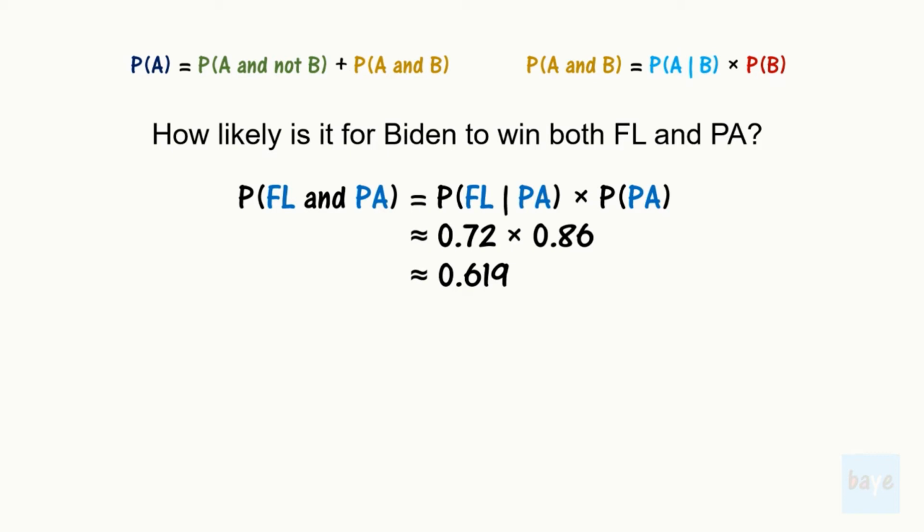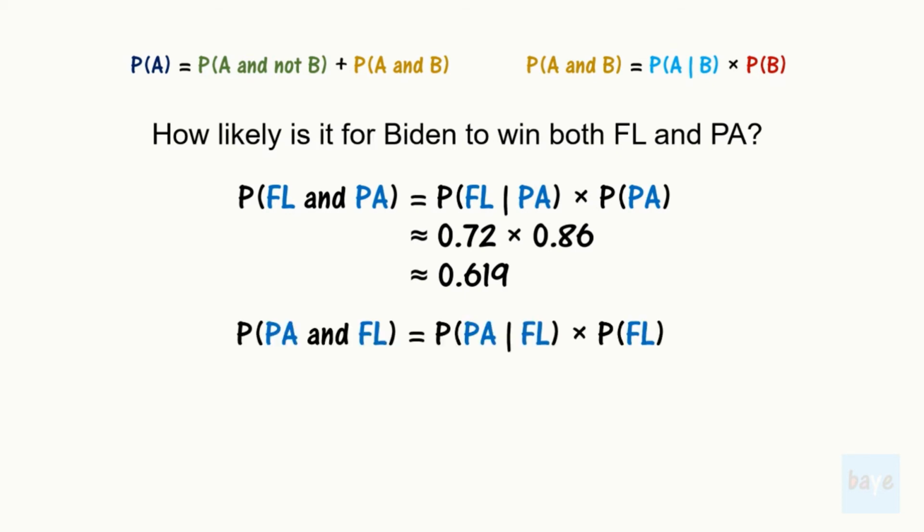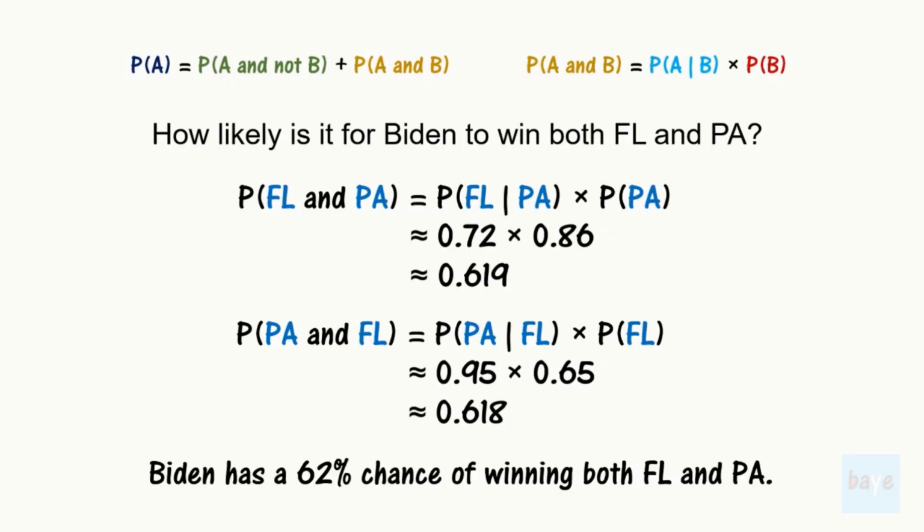The other approach is that instead of asking Florida and Pennsylvania, we could have asked, what's the probability of him winning Pennsylvania and Florida? It's a very similar approach, but now we need these two new probabilities. Probability of him winning Pennsylvania when we know that he has won Florida, times the probability that he wins Florida. So it's 0.95 times 0.65, which is about 0.618. It's actually pretty close to the first method, and Biden has a 62% chance of winning both Florida and Pennsylvania.